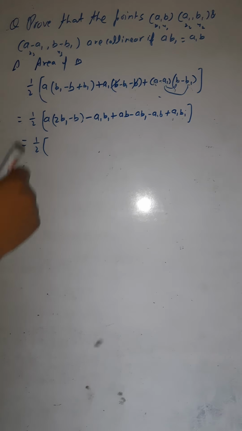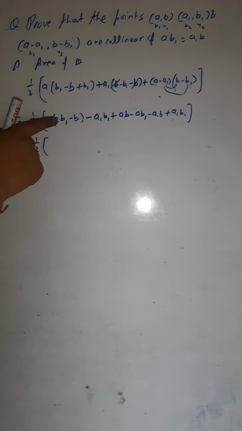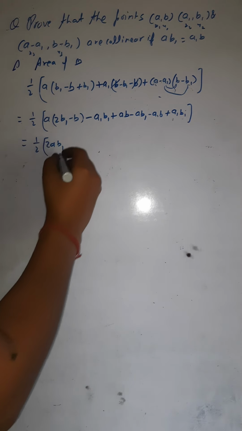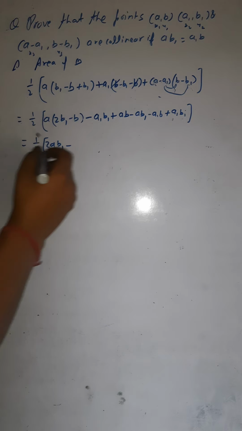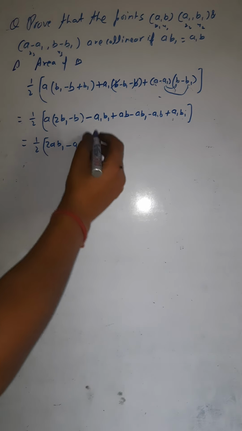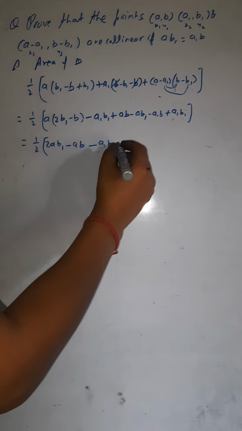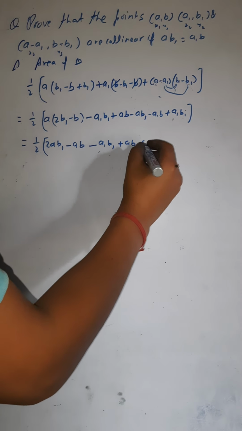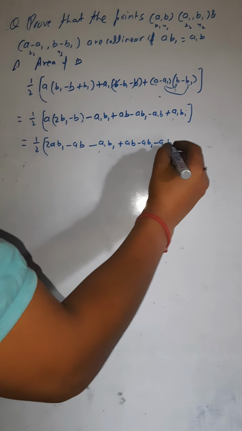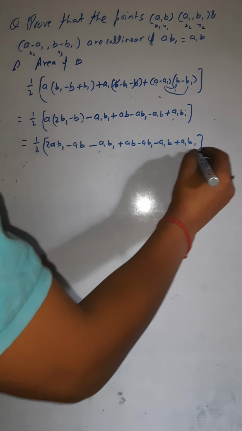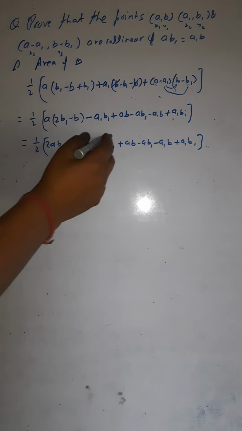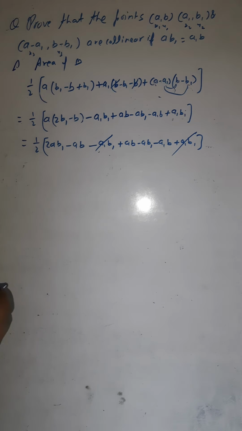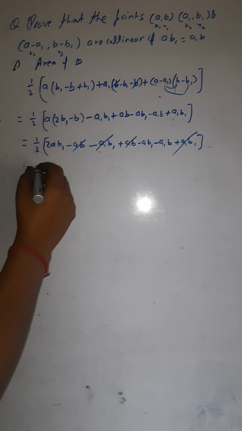Now look here. 1 by 2 into. This a would multiply inside now. A into 2b1 would be 2ab1, 2ab1 minus a into b would be ab. Similarly here, a1 b1 plus ab minus ab1 minus a1b plus a1 b1. Anything you can cut here? Yes, a1 b1 you can cut. ab, this you also can cut. Now nothing is left. Yes, we have the answer now.